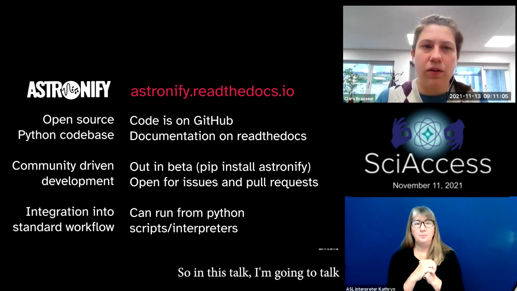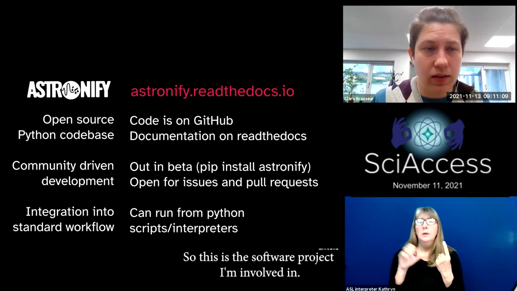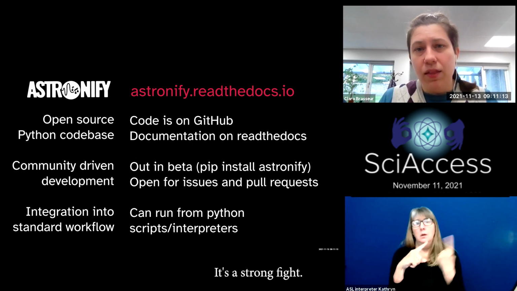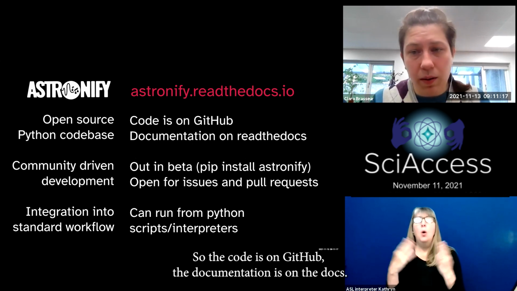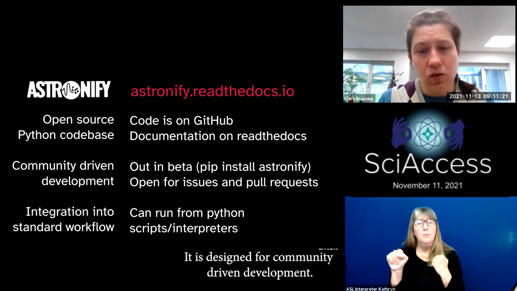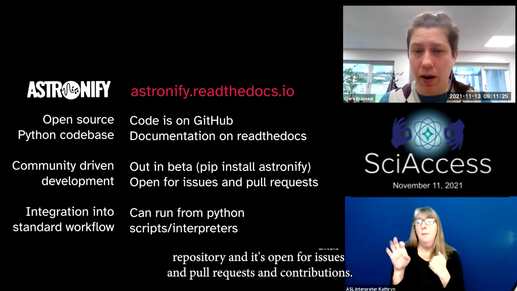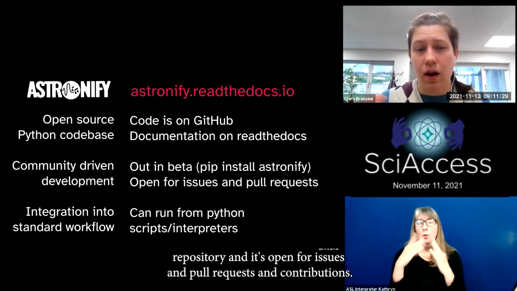So in this talk, I'm going to talk about one software out of many. This is the software project I'm involved in. It's Astronify. This project is open source Python code. The code is on GitHub. The documentation is on Read the Docs. It is designed for community driven development. It's currently out in beta, so you can install it from the PyPI repository. And it's open for issues and pull requests and contributions.